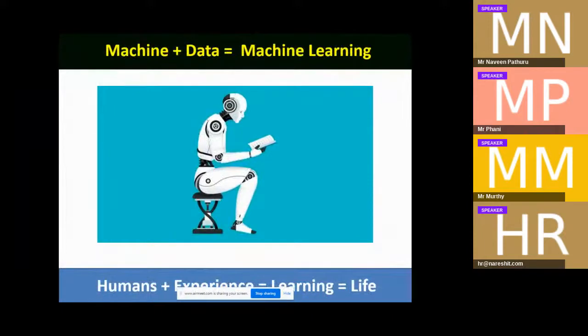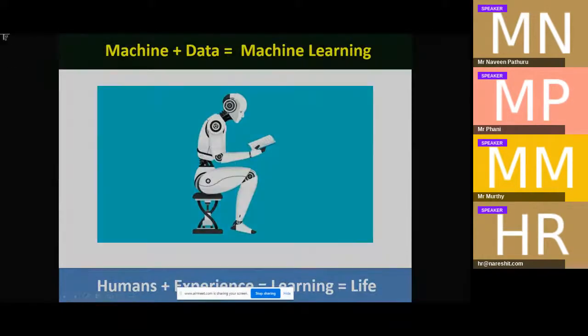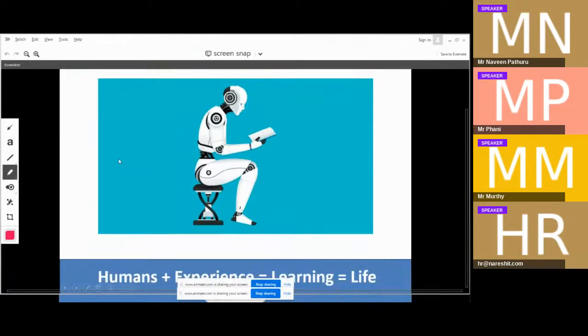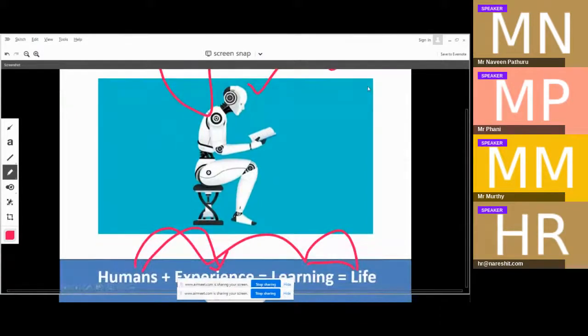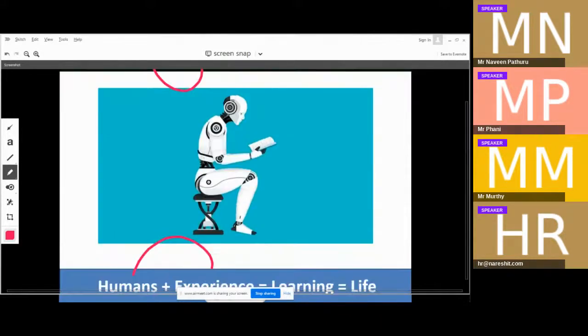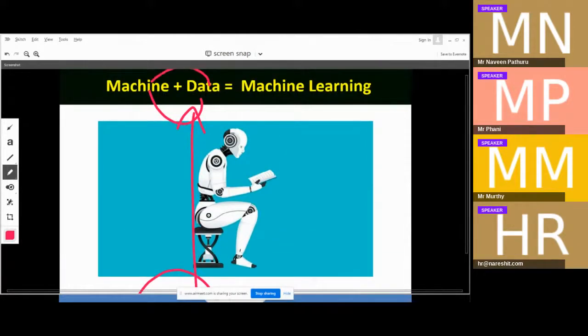What's happening is humans learn from experience. So let's see what this means. Take a look at this. Humans plus experience equal learning, which is life. Learning is life. Humans learn from their experience. Machines learn from data. What's happening today? Machine learning. It is the latest and the greatest of things. What is experience for humans can be said as data for machines. In other words, experience is data. We can give the data to the machines, and what will happen? Learning will happen.